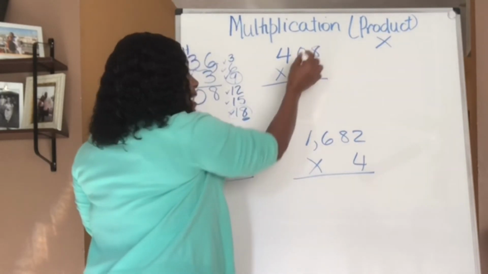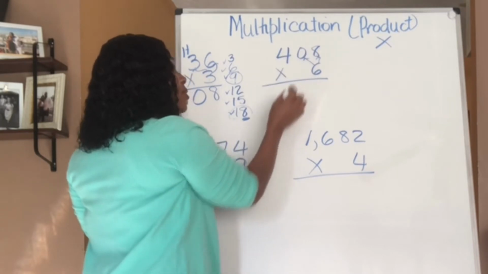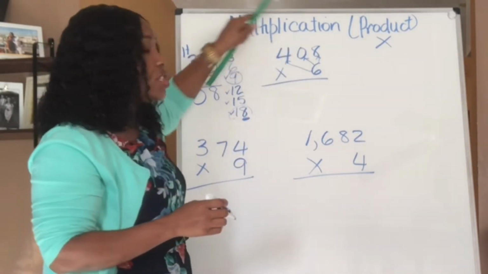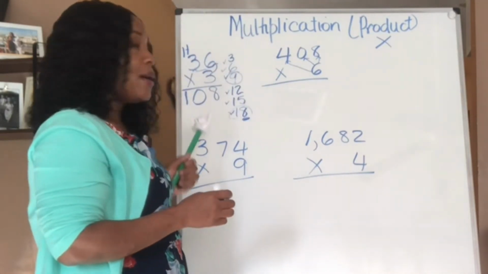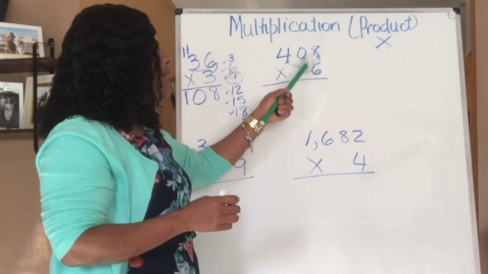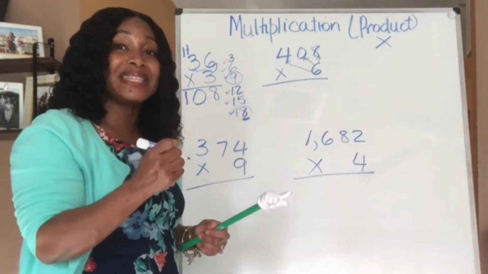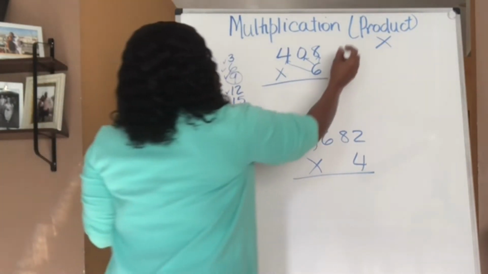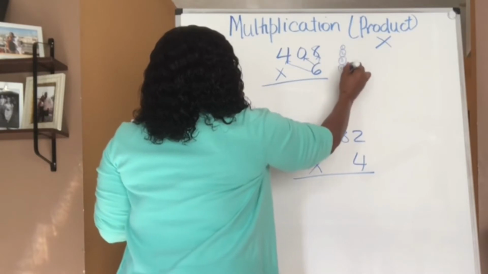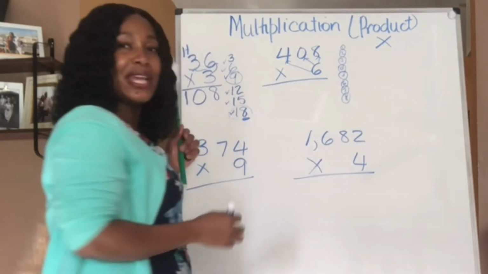Let's look at number 2. 6 times 8, then 6 times 0, then 6 times 4. Remember, we're multiplying every digit at the top by the one at the bottom. So this time we're multiplying by 6, and it's 6 times 8. It means that we're going to skip count by 6 8 times. So to make it easy, we could do this: 2, 3, 4, 5, 6, 7, 8. So we know when we get to 8, we stop.